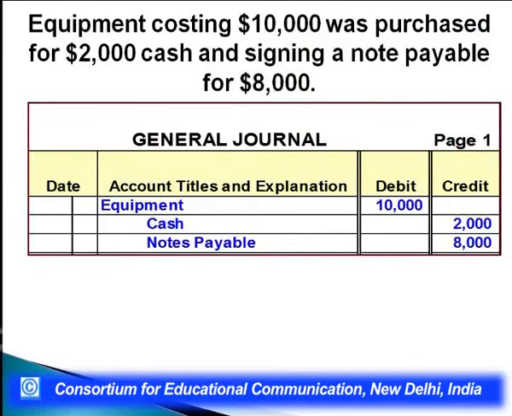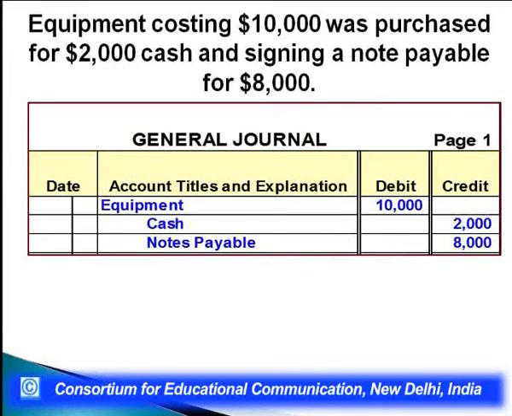The other name of composite entry is compound entry. So you may come across any terminology, so don't get confused. Now let's understand this concept with the help of certain practical questions or examples. So now I'm going to take up a few examples. Let's have the first example in front of you, which says equipment costing 10,000 was purchased for 2,000 in cash and signing a note payable for 8,000, right?